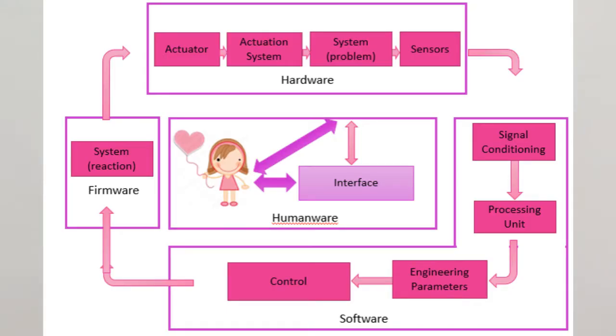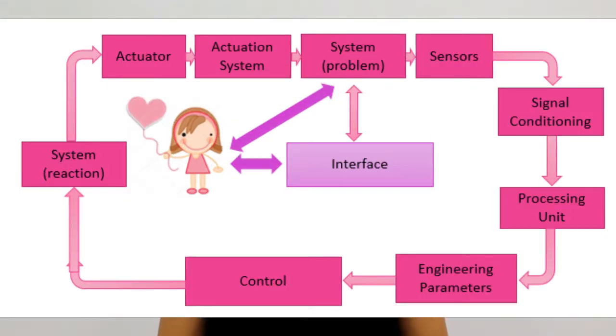So we have the hardware, which will be all the motors and actuators of our product. The software will include the Arduino and the processing of the product. Then the firmware will be the system that interconnects these two parts. And finally, the humanware includes the interface in which the human can interact with the system.